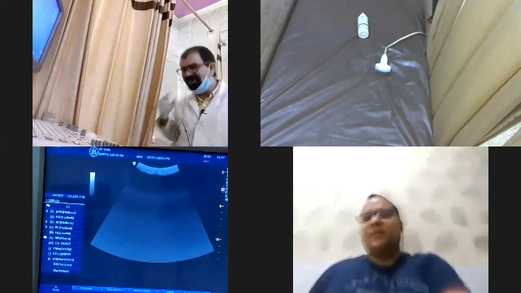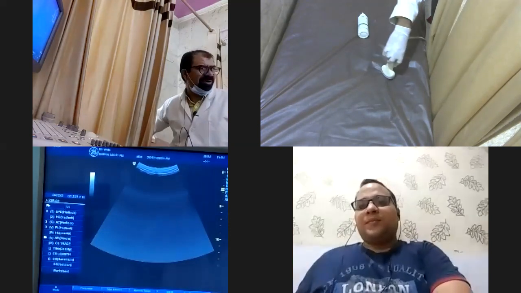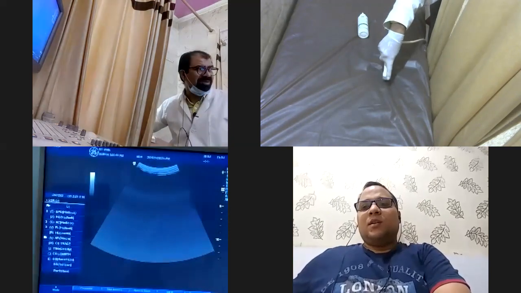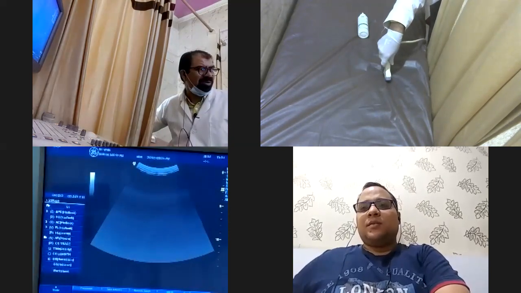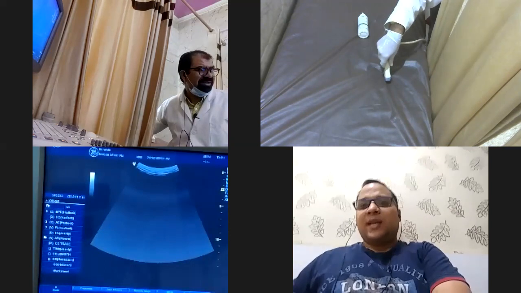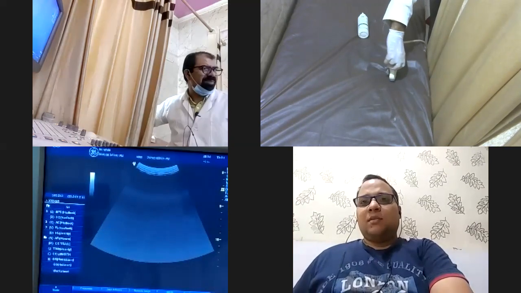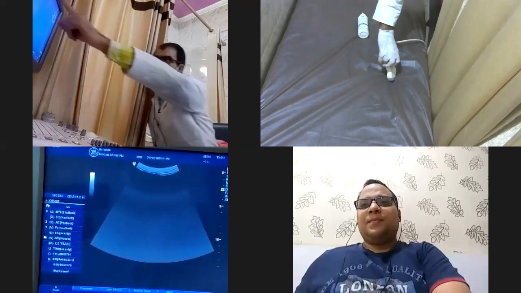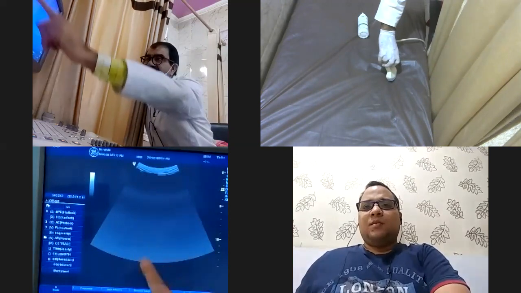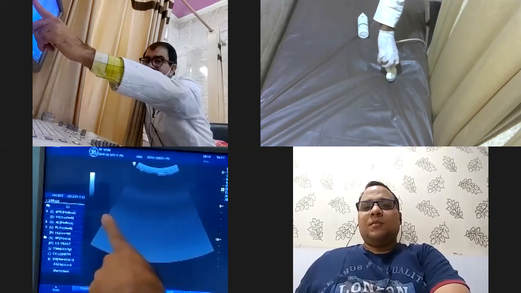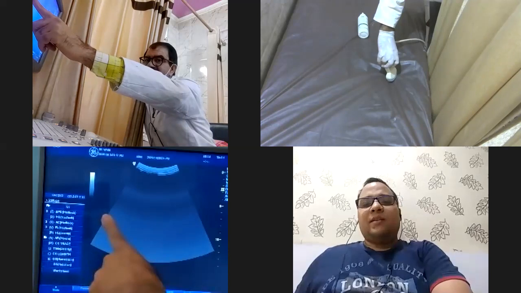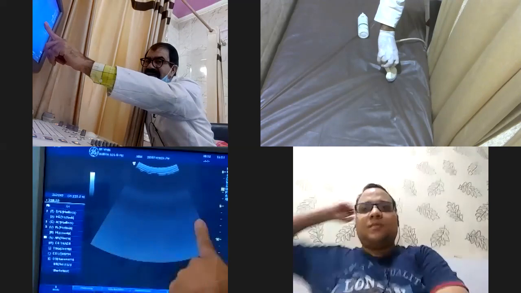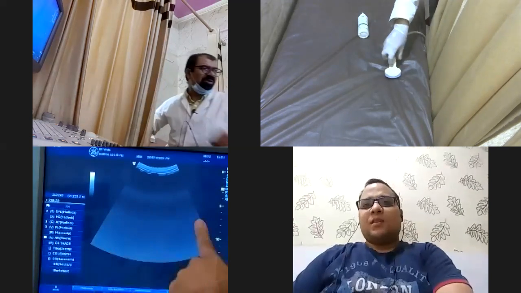It means that if I will rotate this probe anti-clockwise from transverse to longitudinal, this marker will go where? Towards the patient's legs, towards the foot of the patient, right? Now, this is anterior, this is posterior, and this will not be superior, but inferior. And this will not be inferior, but superior.